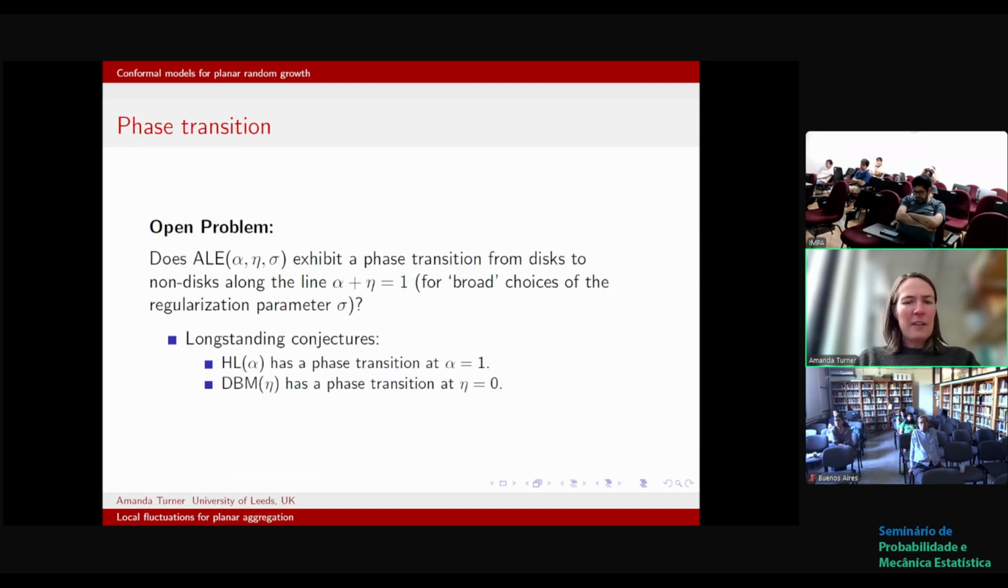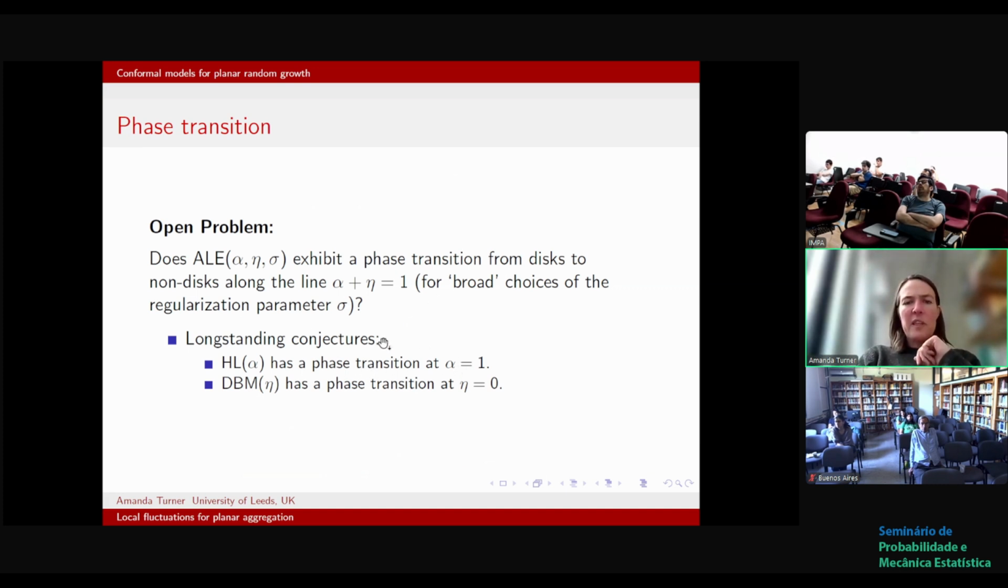Okay, so having constructed the model, what is it that we really want to ask ourselves? Well, the big open problem is, does this model exhibit a phase transition from disks to non-disks along this line alpha plus eta equals 1? And this is for a broad choice of the regularization parameters. So I don't want to answer this question where I've tuned the regularization parameters so carefully that it only works because of that tuning. I want a more robust mechanism for a phase transition.